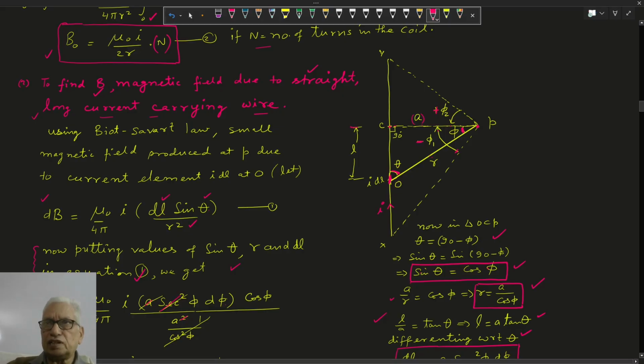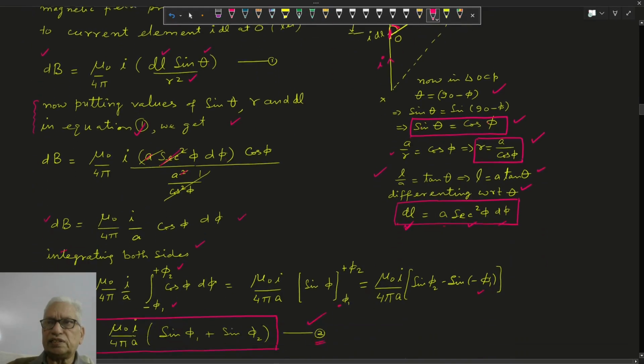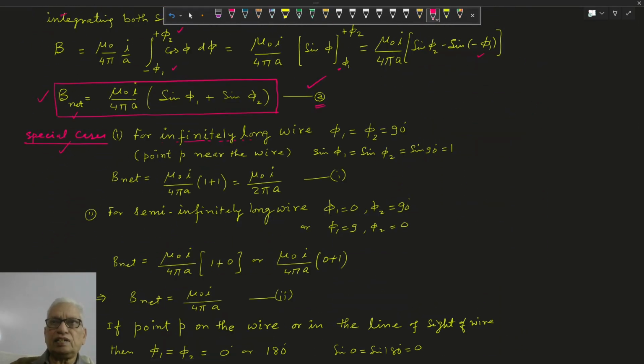So for an infinitely long wire, phi 1 and phi 2 will approach 90 degrees. In the formula, sin 90 is 1, sin 90 is also 1, 1 plus 1 will be 2. कैंसिल करके ये आ जाएगा फॉर्मूला, 2 से 4 कैंसिल होके 2 बचेगा. So the formula for magnetic field for an infinitely long wire is given by mu naught I upon 2 pi a.